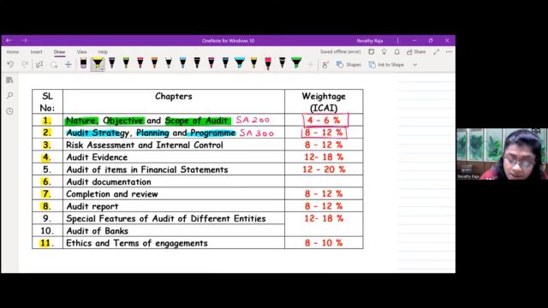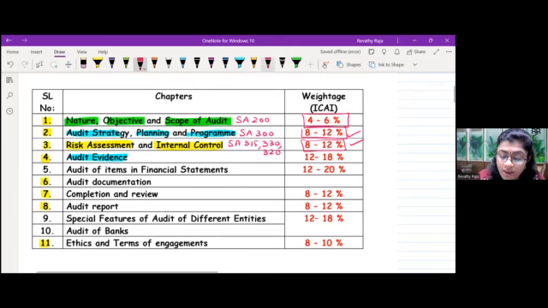Then the third chapter, it is partly the first part, which is the risk assessment. It is nothing but SA 315, SA 330, and also materiality, SA 320. And the second part is talking about the internal control as well as automated environment, digital audit. If you see the weightage of the third chapter, it is the same as the second chapter, which is 8 to 12%.